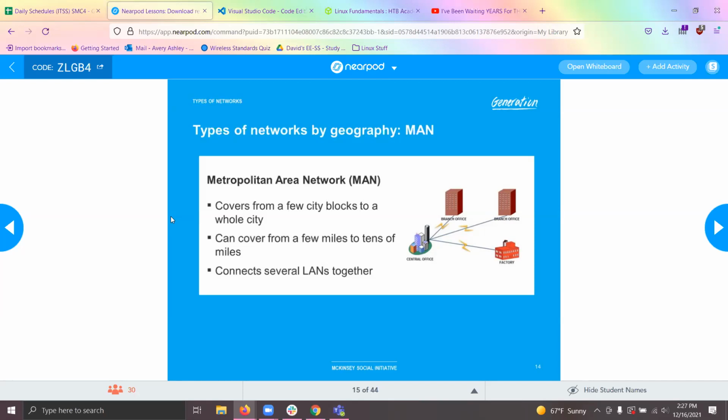How secure is a MAN? It depends on your security settings and how they set things up. As always, it depends. They're meant to be set up securely, and we'll get into all of that when we get into security, so I won't spend too much time on it.